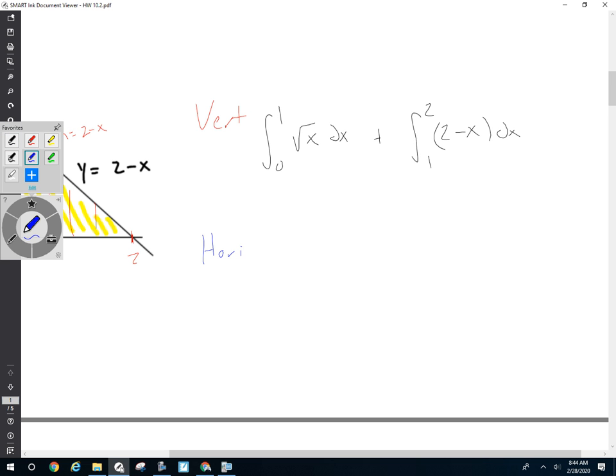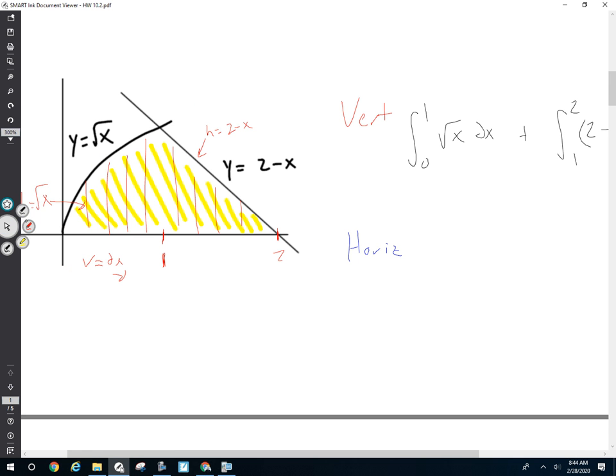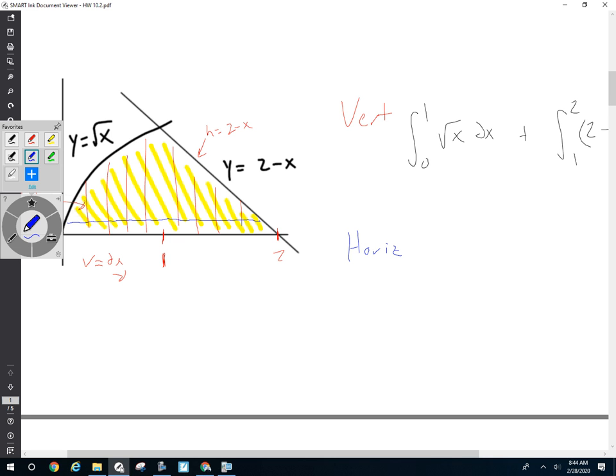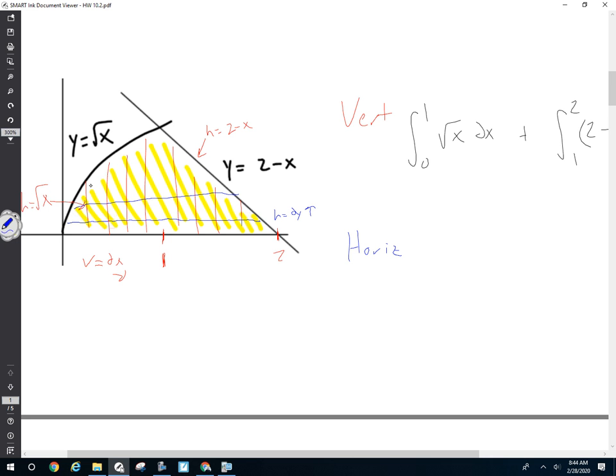Now let's switch over to horizontal. Well, to ensure my horizontal rectangles have a positive height, we'll go up. Now the height is a very, very small change in y. I'm going up, so I'm summing them up from the bottom to the top. Fortunately, this intersection is at 1, 1. I just have to figure out what the distances are.